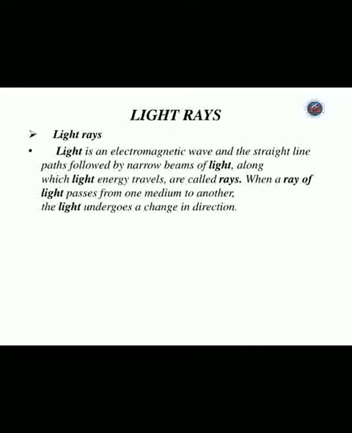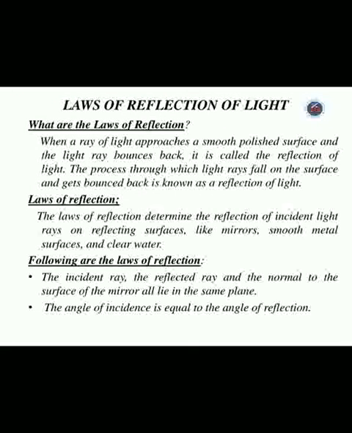Light rays. Light is an electromagnetic wave, and the straight line paths followed by narrow beams of light, along which light energy travels, are called rays. When a ray of light passes from one medium to another, the light undergoes a change in direction. While there are numerous names for types of light rays, the most common ones are incident rays, reflected rays, and refracted rays. In the next slide, we have the laws of reflection of light.